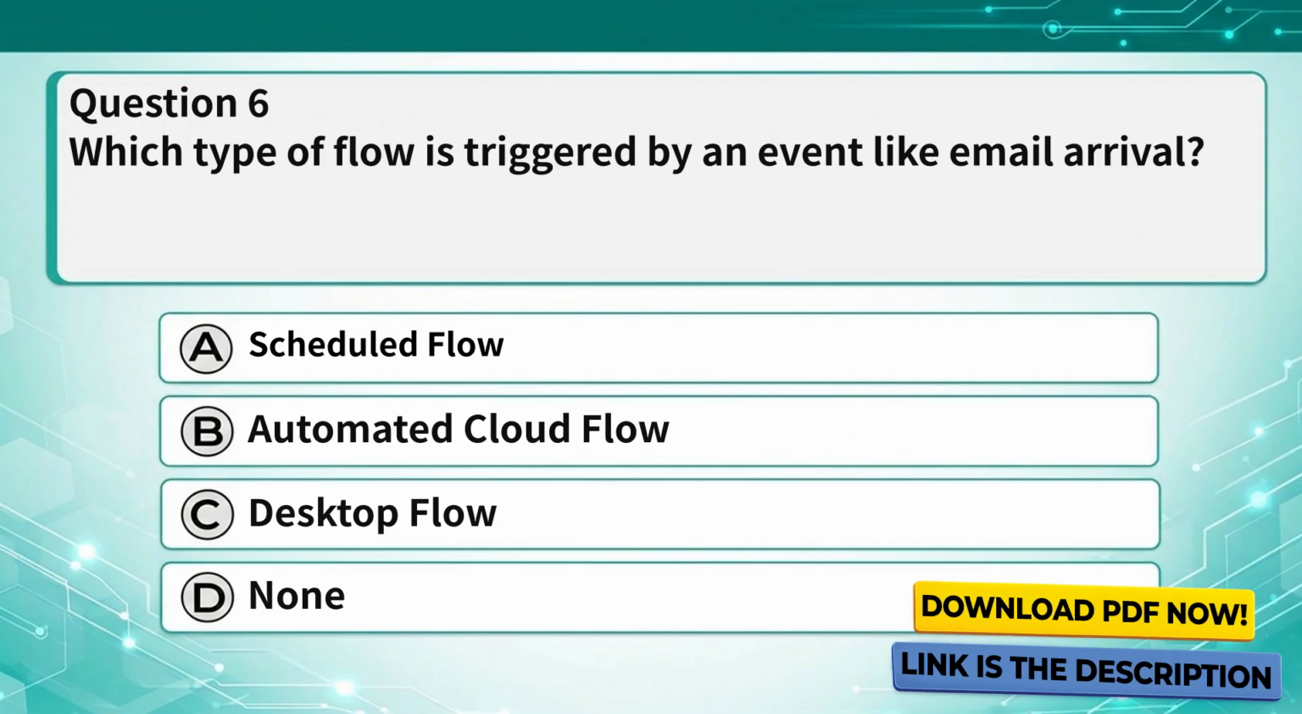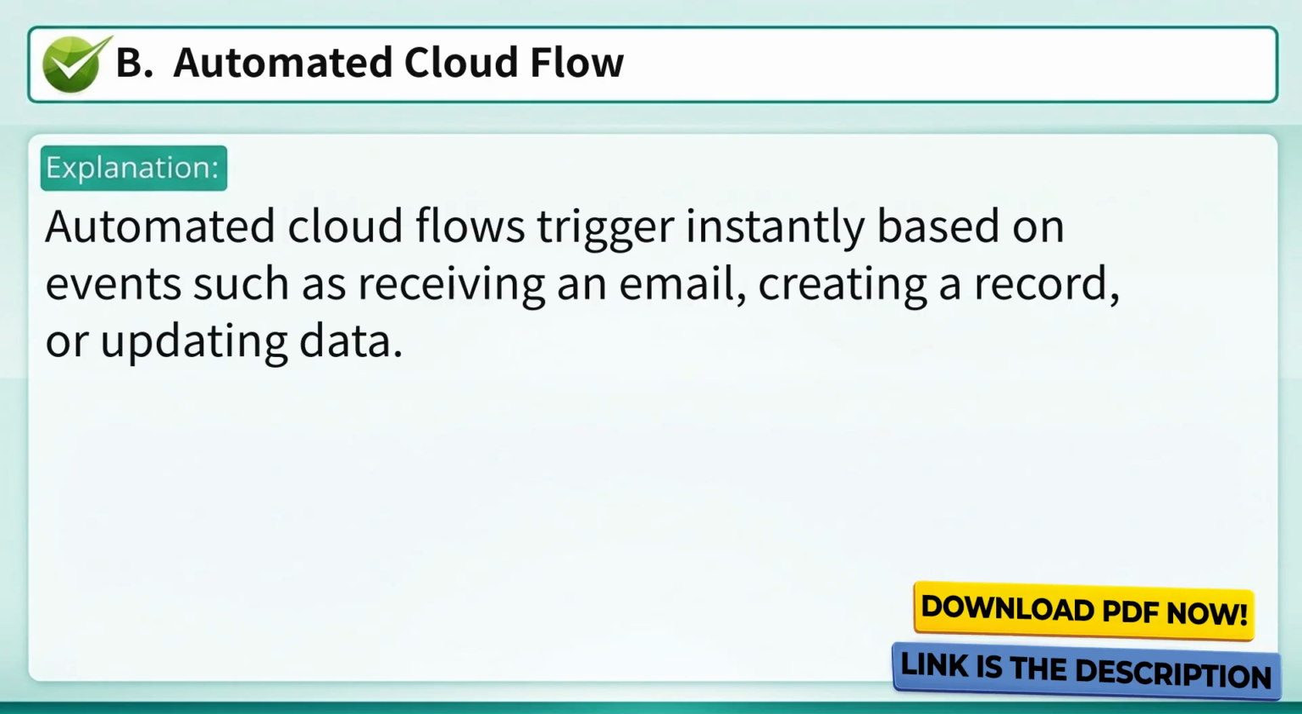Question 6. Which type of flow is triggered by an event like email arrival? A. Scheduled flow. B. Automated cloud flow. C. Desktop flow. D. None. Correct answer, B. Automated cloud flow. Explanation: automated cloud flows trigger instantly based on events such as receiving an email, creating a record, or updating data.